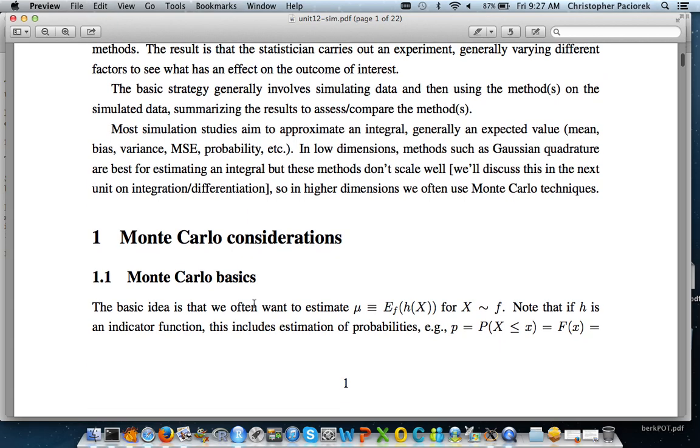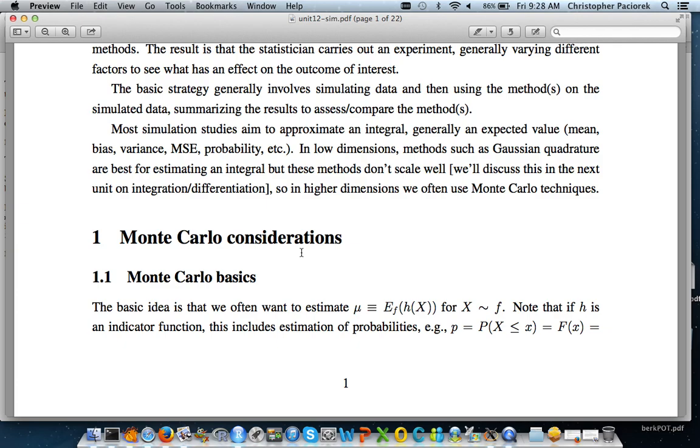Okay, so we need to talk about Monte Carlo estimates of integrals. And the reason is that generally when we're doing a simulation study, somewhere under the hood, we're actually trying to approximate an integral. So we're trying to approximate usually some expected value. So that could actually be we're trying to approximate the bias of a method. So that would be an expected value minus the true value. Or we're trying to estimate the variance of an estimator. So that would be an expected value of some quantity squared.